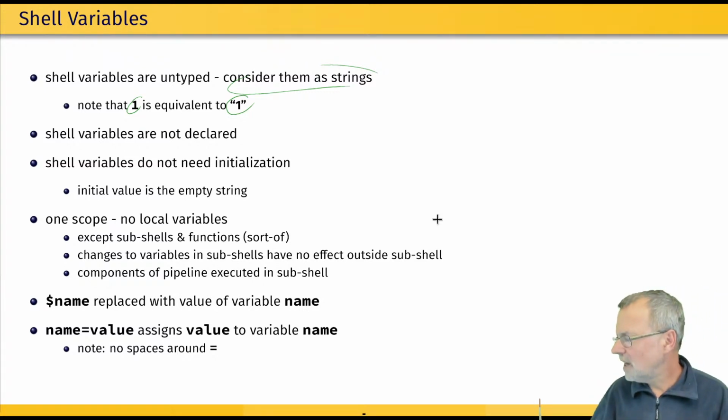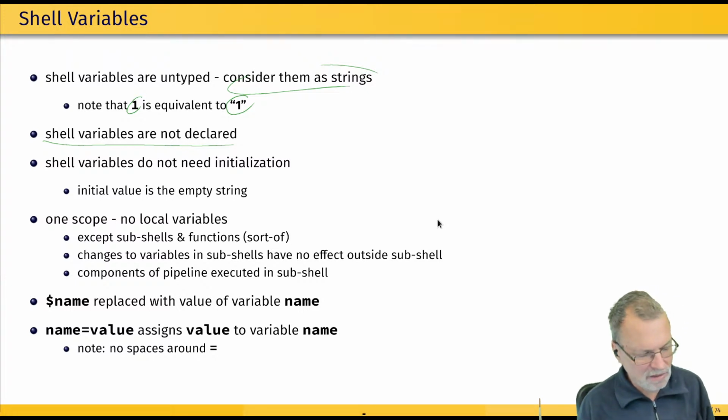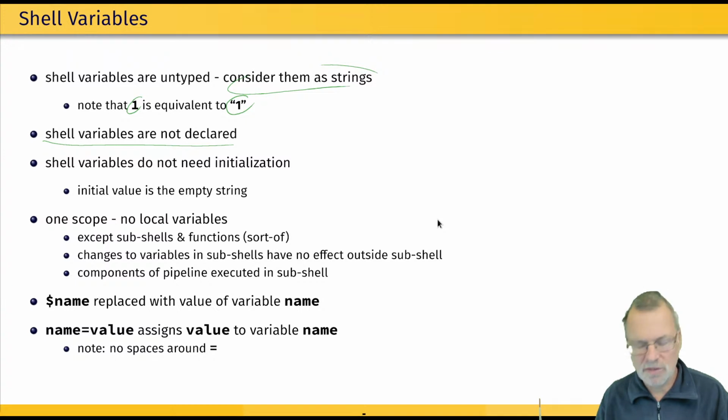Shell variables are not declared. You don't say beforehand you're going to use them. If you're coming from C programming, before you use X as a variable, you've got to say what type X is. Shell variables, you don't have a type, you don't say that you're going to use them. They don't need initialization. The first time you use them, the value is an empty string.